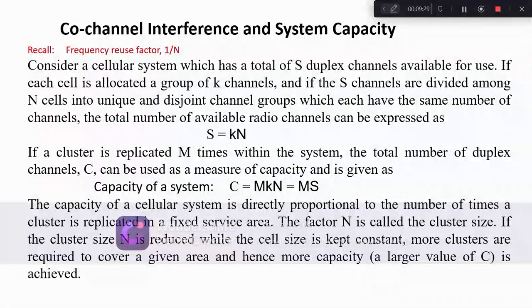I hope this is not difficult, but you just remember these variables: C for capacity, M for number of clusters, S, which in other words is kN, where k is the number of channels allocated to each cell, and N is the number of cells in a cluster.